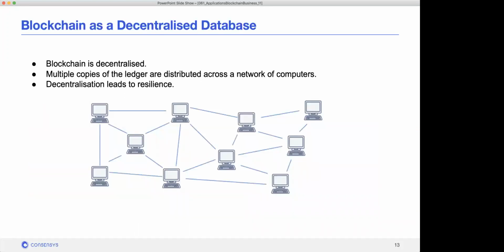So blockchain is decentralized. You have multiple copies of that database, of that ledger of information, distributed across a set of computers. The idea is that this decentralization leads to resilience. So if one of those computers blows up, dies, has the power go off, or one of the network connections stops, then the overall system is still okay because you've got the database of information shared between those computers. All of them have a copy of it.